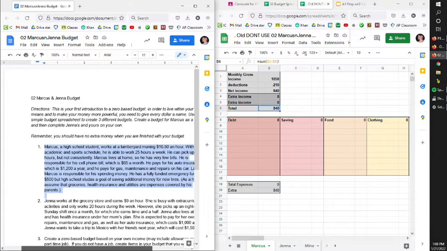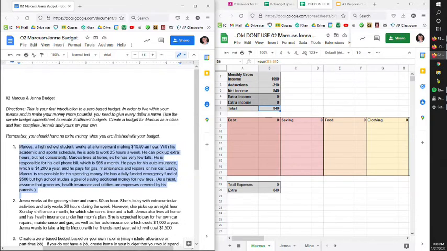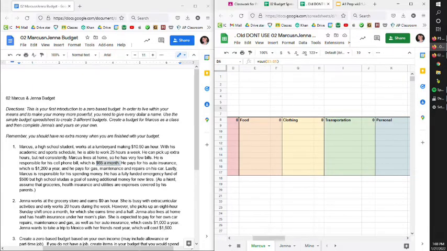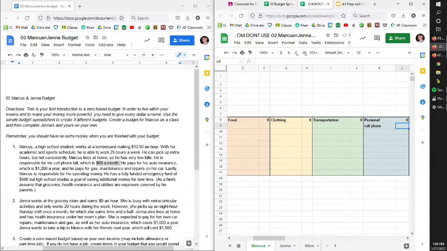And after that, what we did is we looked at, let's see, what was the next part? It says he can pick up extra hours, but not necessarily. Marcus lives at home. He has a few bills. Okay, so he is responsible for his cell phone bill, which is $65 a month. So this is something we had to put into his budget. So let's see, I think we put cell phone under personal, right? Let's go cell phone, and then 65.